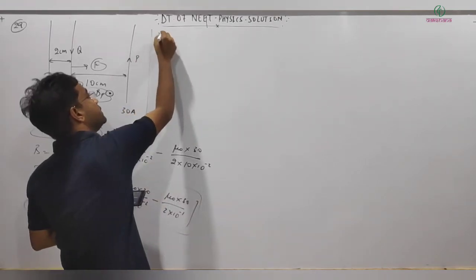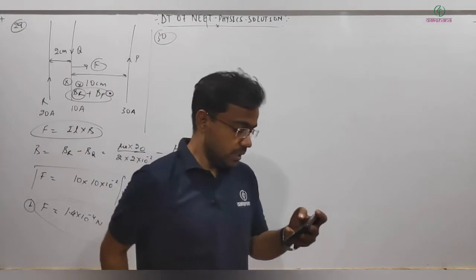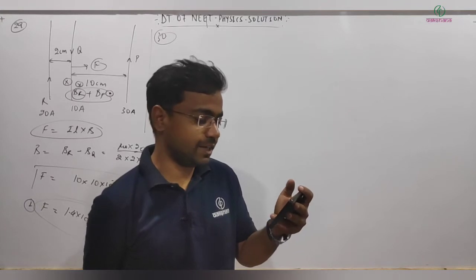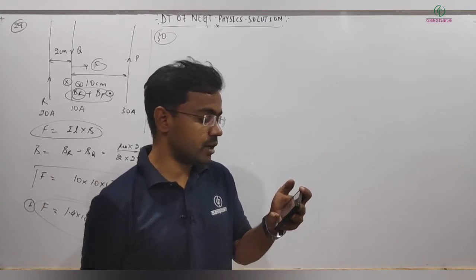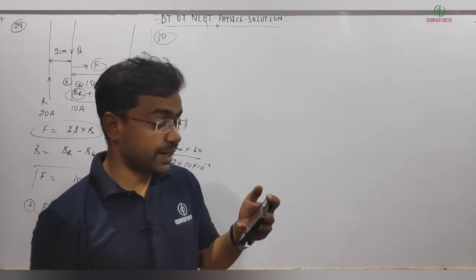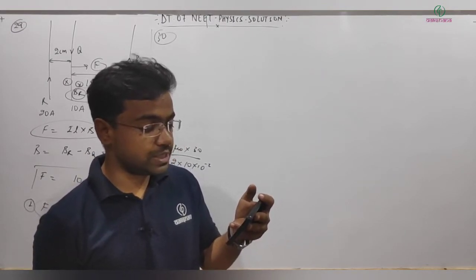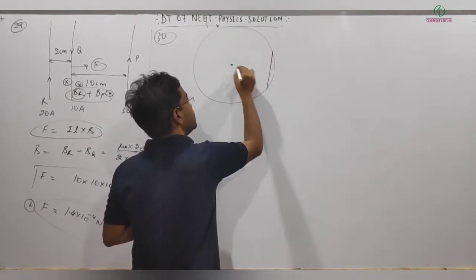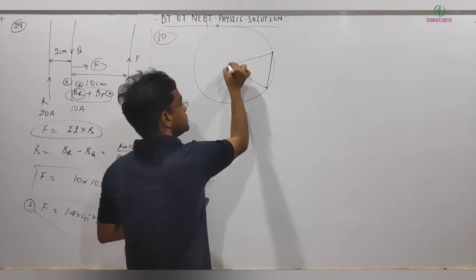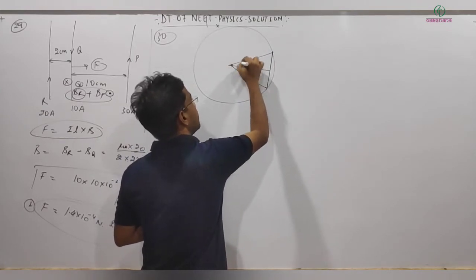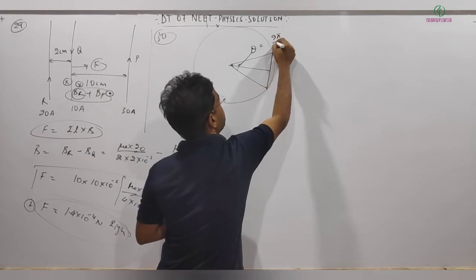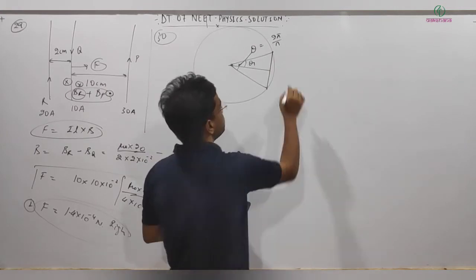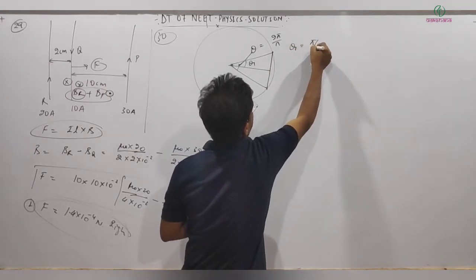Question number 30. A current I flows through a thin wire shaped as a regular polygon of n sides, which can be inscribed in a circle of radius r. The magnetic field induction at the center of the polygon due to one side of the polygon. This is equivalent to one side of the polygon. This is an n-sided polygon, so the total angle theta will be equal to 2 pi divided by n, and theta 1 will be total theta by 2, so theta 1 can be written as pi by n.